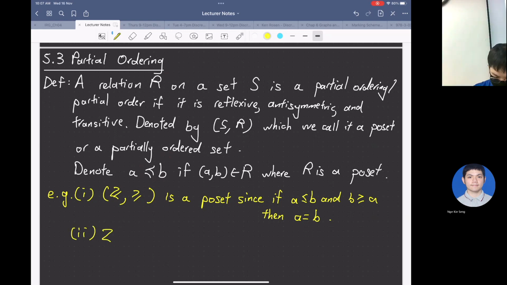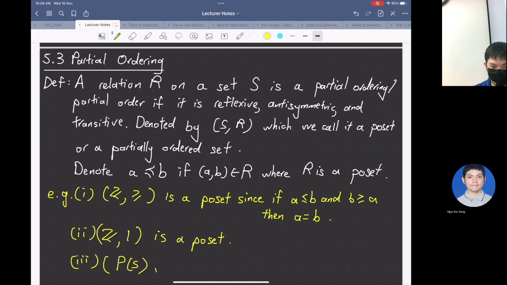Okay, 2. Divisibility is a poset. Last time we talked about it, right? Because it is antisymmetric. If A divides B and B divides A, that's only when A and B are the same. What else do we have?